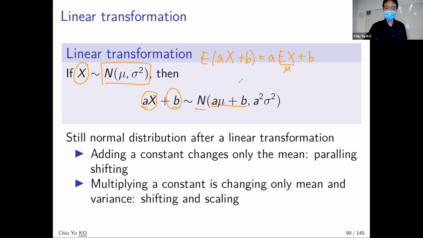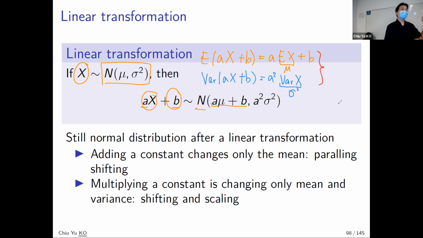The same idea works here. The variance of AX plus B is just A squared times the variance of X. This is just sigma square. So this is how you get it. Do note that these two lines would hold regardless of whether you call it normal. What is new in this slide is that it's still a normal. If you have a bell, and you multiply by something and add something, it's still normal. That's the only thing.